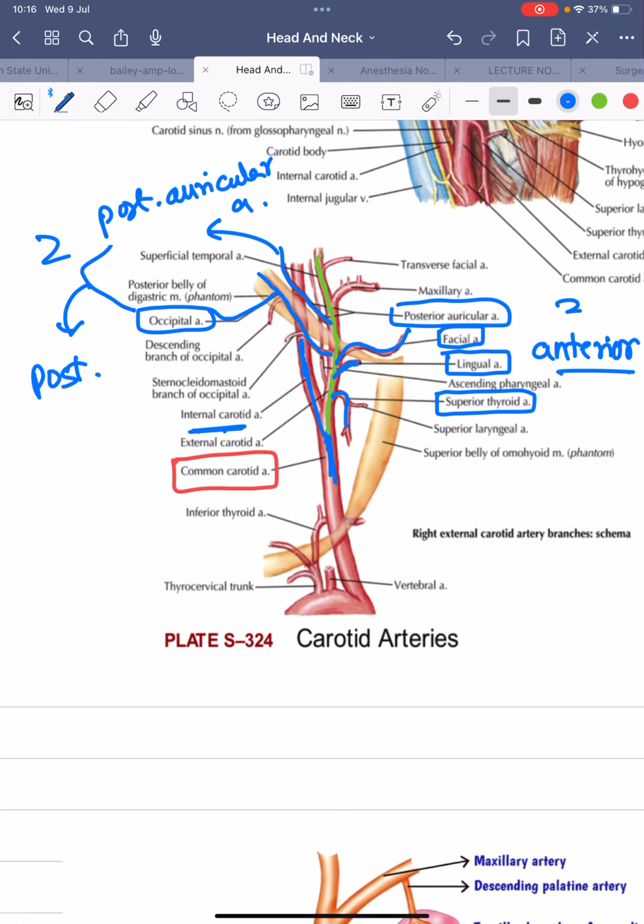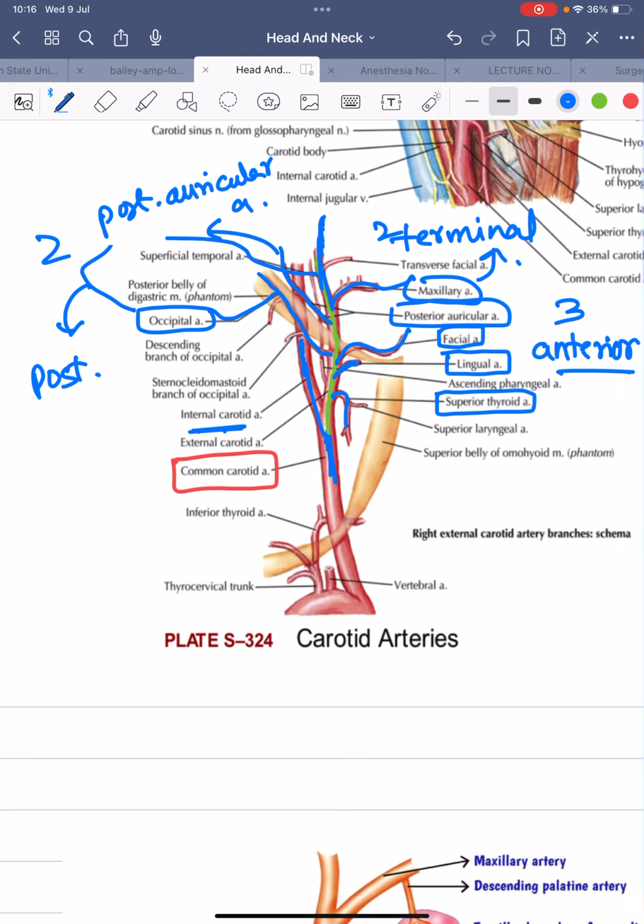Now there are two terminal arteries. So what are the two terminal arteries? Number one is this one, the maxillary artery, and this one which is going upward and giving blood supply to the scalp region and to the temporal region. That is your superficial temporal artery.